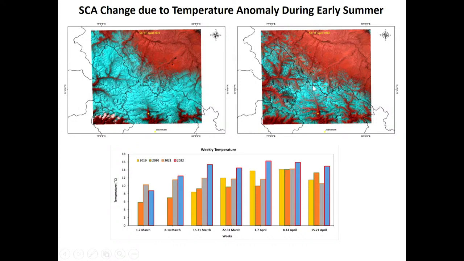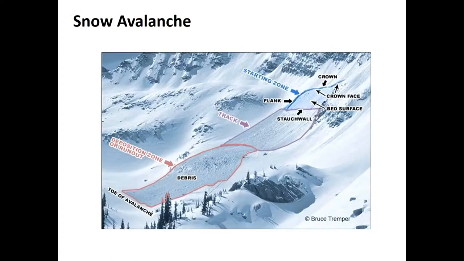What has happened then: due to the melting, the snow has become wet. The liquid water content has increased, and because of fresh snowfall over this wet snow, it results in avalanches. That is why we have faced so many avalanches this year in this region. I will show you some case studies of how we can analyze the probable or vulnerable snow avalanche areas using remote sensing data and modeling approaches.